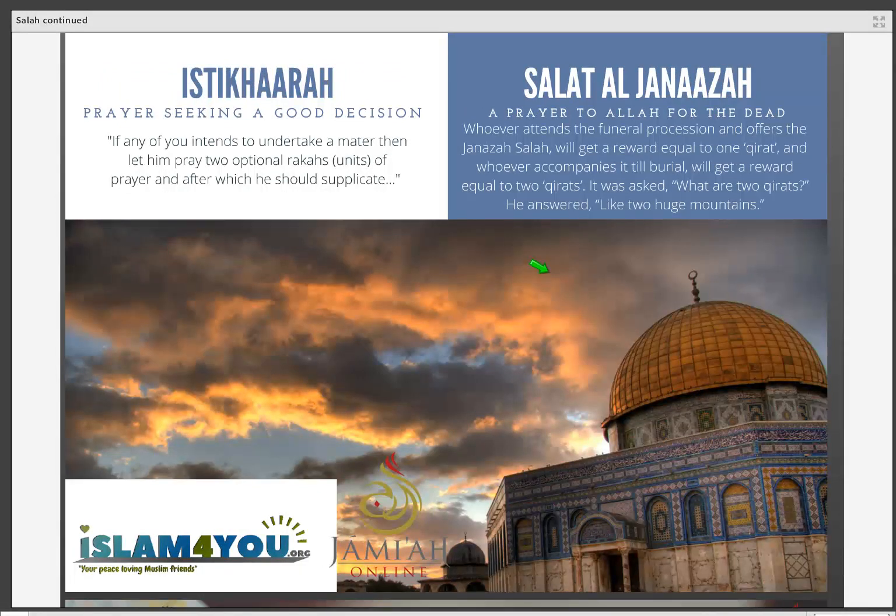We thereafter have the Salat al-Janaza. Salat al-Janaza is a prayer to Almighty Allah for the dead person. Once a person has passed away, we place his body in front and we stand in rows, and the Imam will lead us in this prayer, which is a prayer to Almighty Allah, making dua, supplicating for the deceased person.